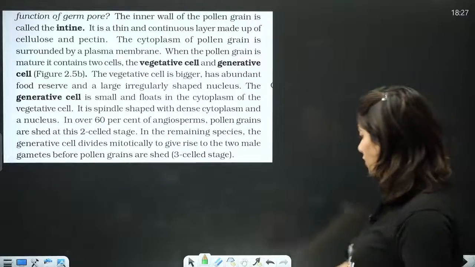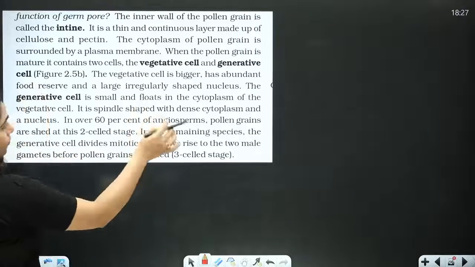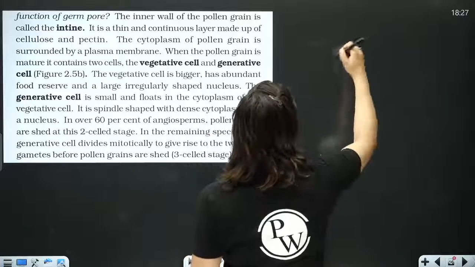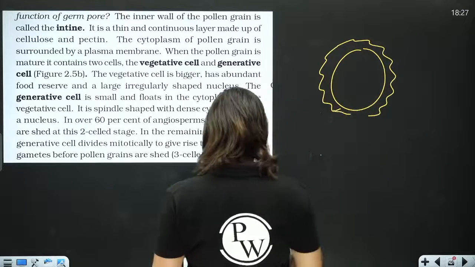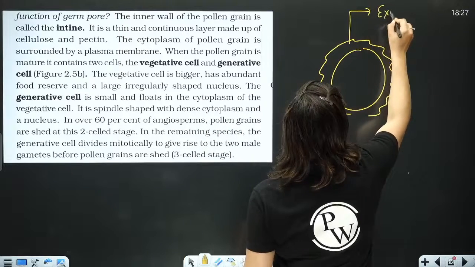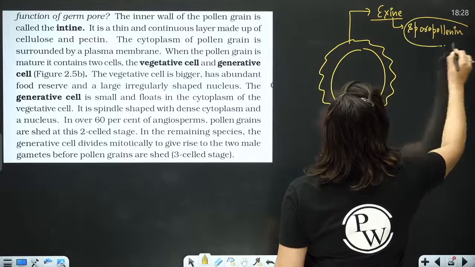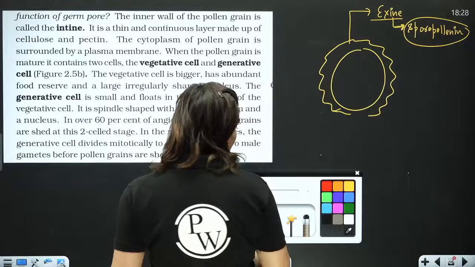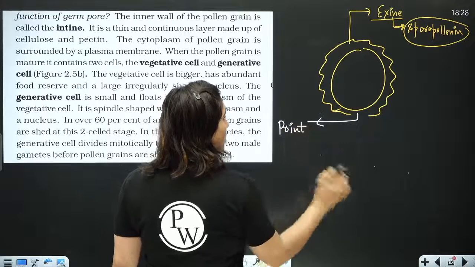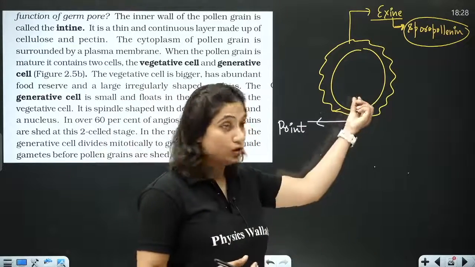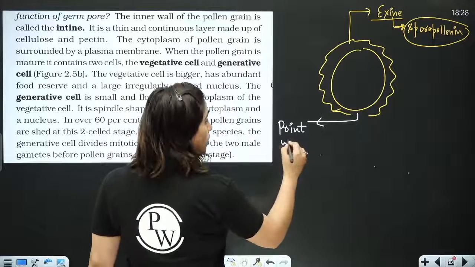Now, some important points regarding the generative cell and the vegetative cell. This is very important. Let me first draw a diagram of a typical pollen grain of angiosperms. The outermost layer is called the exine. And you know, exine is composed of which substance? Sporopollenin. And I have just told you that sporopollenin is formed by the tapetum. And this is the hardest substance in the whole universe. Then this is the point where sporopollenin is absent, because it has to give way for the pollen tube to come out.